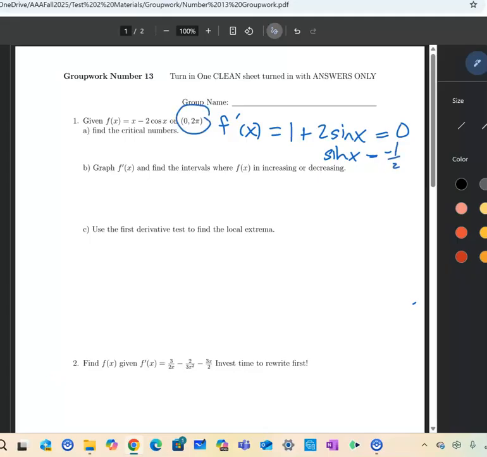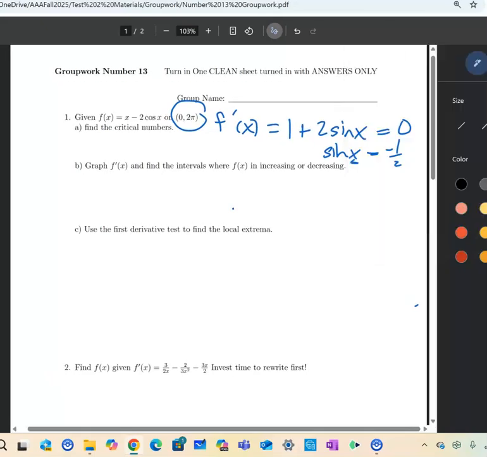So between 0 and 2 pi, the x's are the angles where the sine is negative 1/2. I'm just going to draw the unit circle, it's these two guys right here, right? So that's x equals 7 pi over 6 and 11 pi over 6.